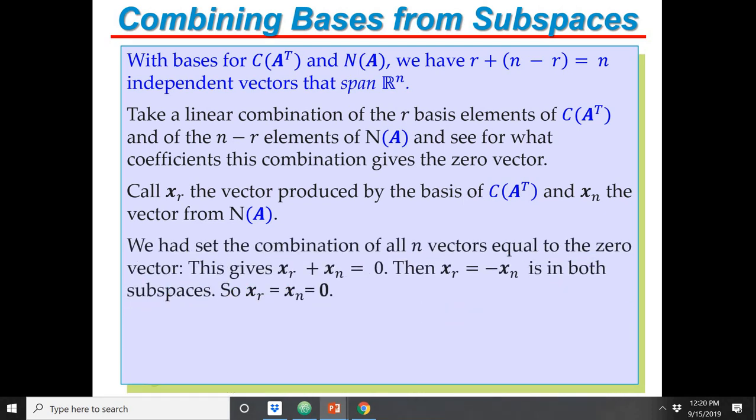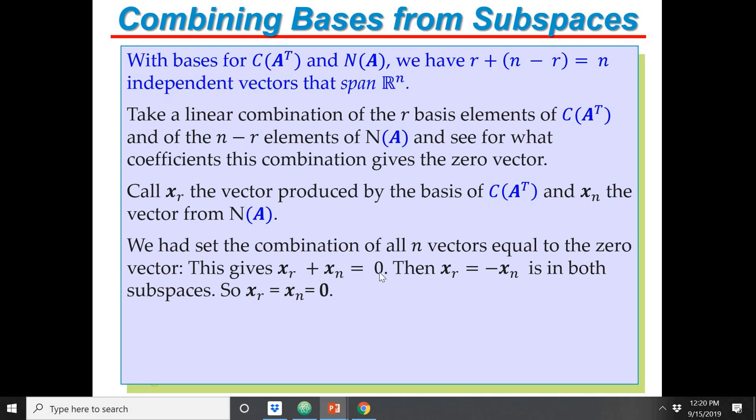So I want to prove that the linear combination of all the vectors from the two bases can only give me the zero vector if all the coefficients are equal to 0. So what I have is xr plus xn is equal to 0. xr is a linear combination of the vectors from the row basis, and xn is a linear combination of the vectors from the null space basis.